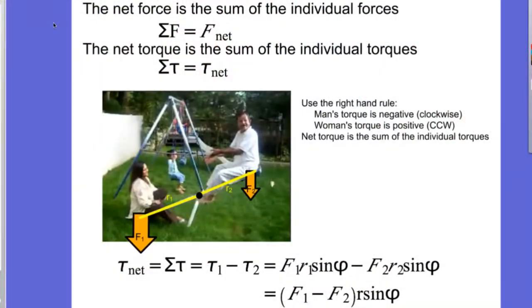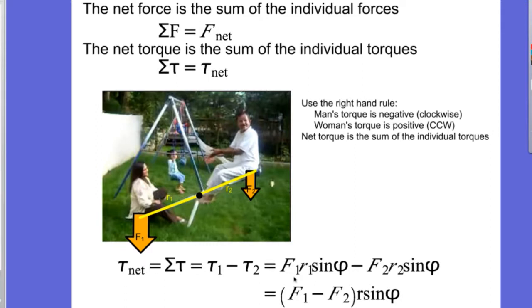With forces, we could say that the net force is the sum of the individual forces, and we wrote it like this: sigma F equals F net. The same can be said for torques. The sum of all the individual torques is equal to the total torque, or the net torque. Here in this picture, we see a couple on a seesaw, and we're going to use the right-hand rule to determine which torque is positive and which is negative. The man's torque produces a clockwise rotation, so that's a negative torque. The woman's torque produces a counterclockwise rotation, which is positive torque.